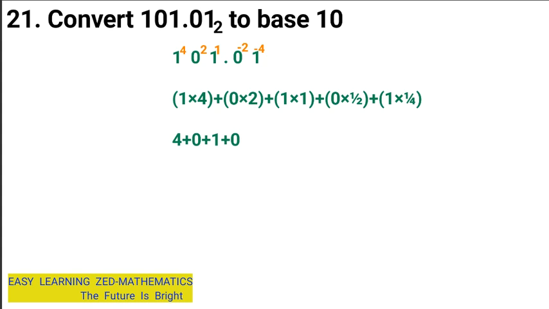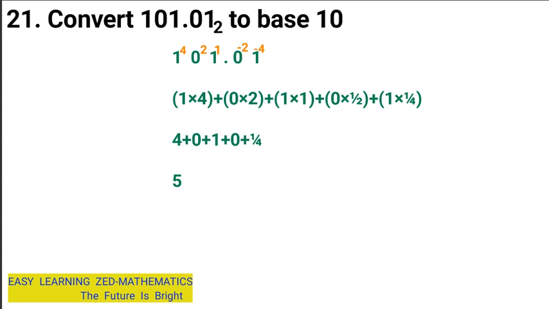Once we have done this, the next thing is to find the sum of these numbers. 4 plus 0 gives me 4, plus 1 gives me 5, plus 0 gives me 5. Now I'm not going to add the fraction because I want to convert that fraction into a decimal number. In the question we are given a decimal number, so our answer should also be in decimals. So I'm going to write 5 plus 1/4.